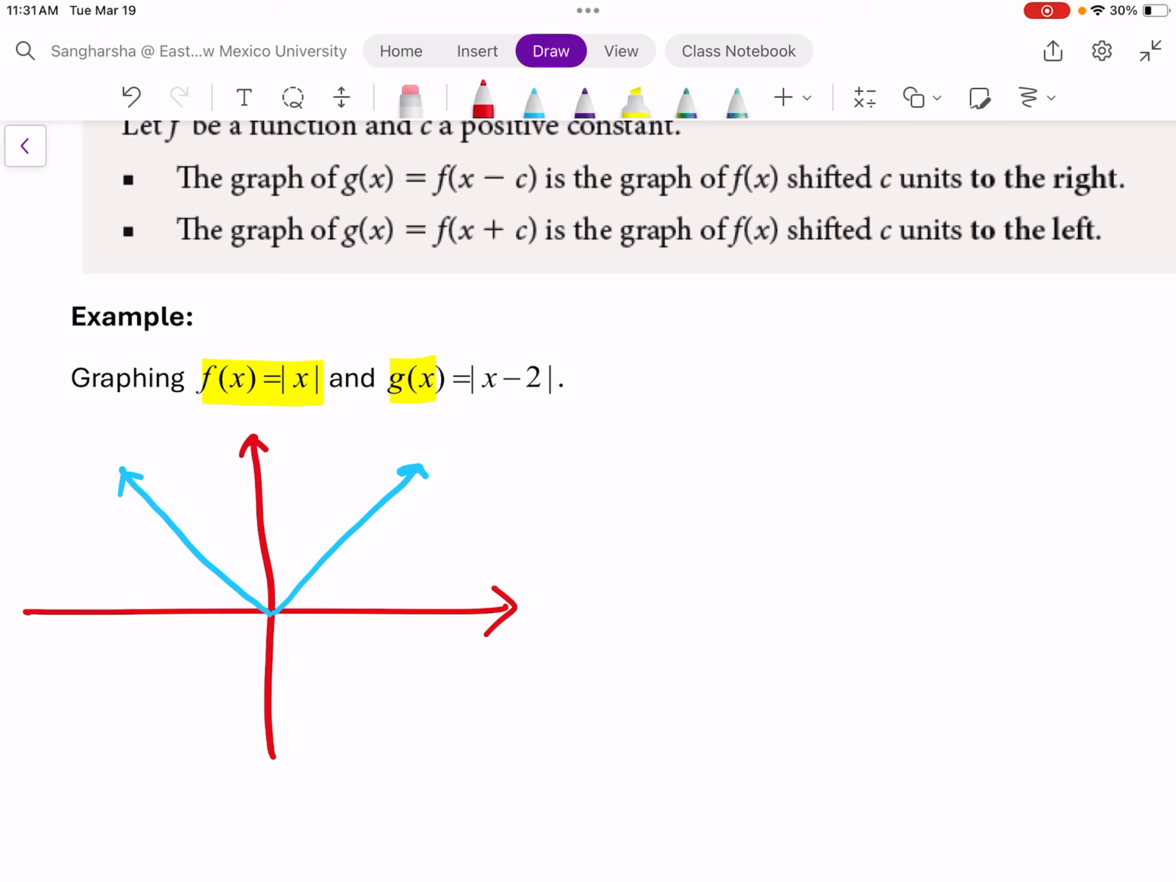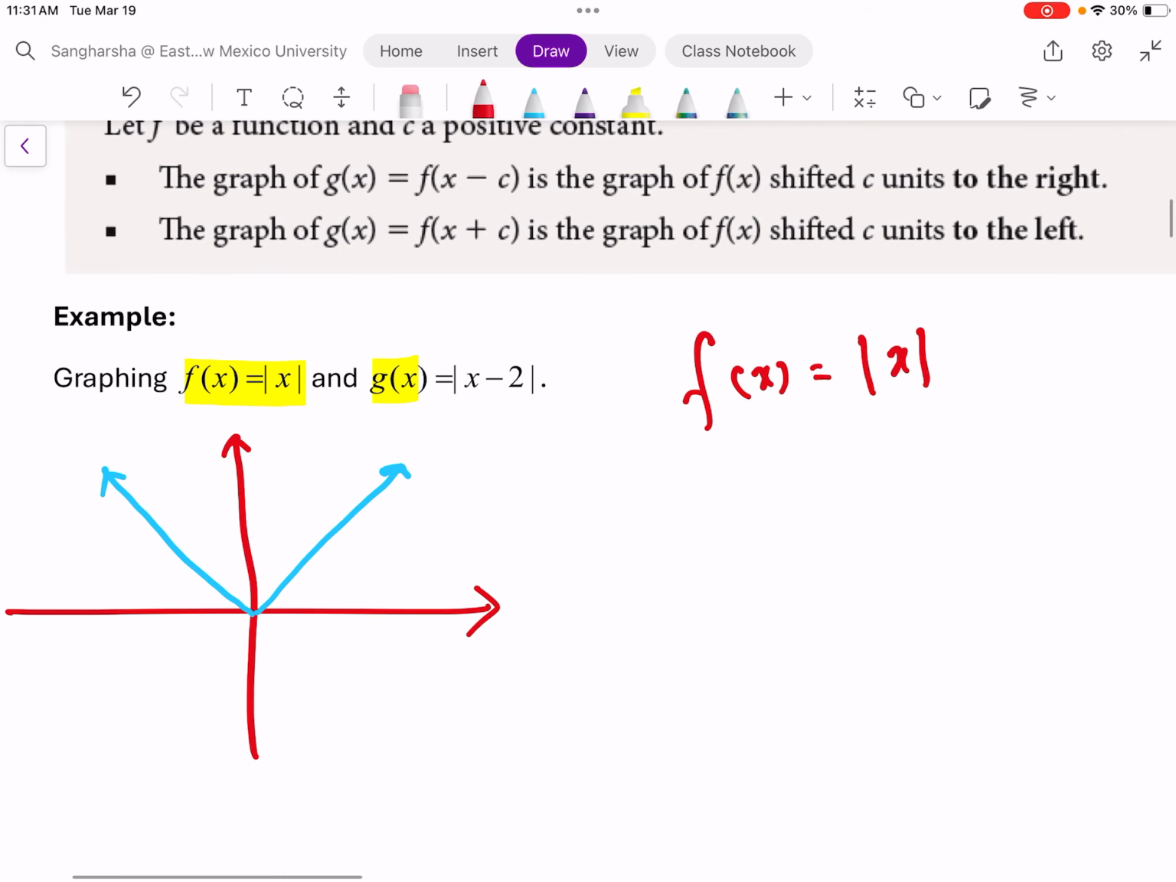Now our basic function is f of x equals absolute value of x. This is our basic function. Now if we subtract 2 from this function, do we get g of x? So subtracting 2 means, if we subtract 2, are these two, g of x and f of x, the same or different? It's different. Okay, that's correct. Now how can we get this g of x from this basic function absolute value of x? Like, what do we need to do?